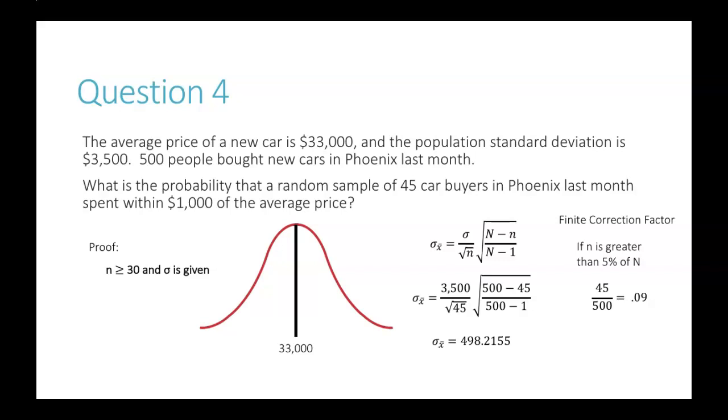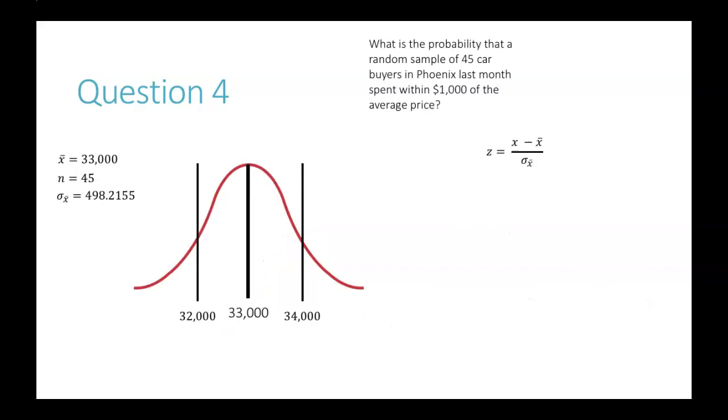So we now have our proof, our bell curve, and our standard error. Now we can take all of that to help us figure out what they're asking in this question. They want to know the probability that a random sample of 45 car buyers spent within $1,000 of the average price. So we draw our bell curve, right? And we have 33,000 in the middle. That's our average price. They want to know if our sample spent within $1,000 of that. So we add and subtract $1,000 to our 33,000, and that's how we get that 32,000 and that 34,000.